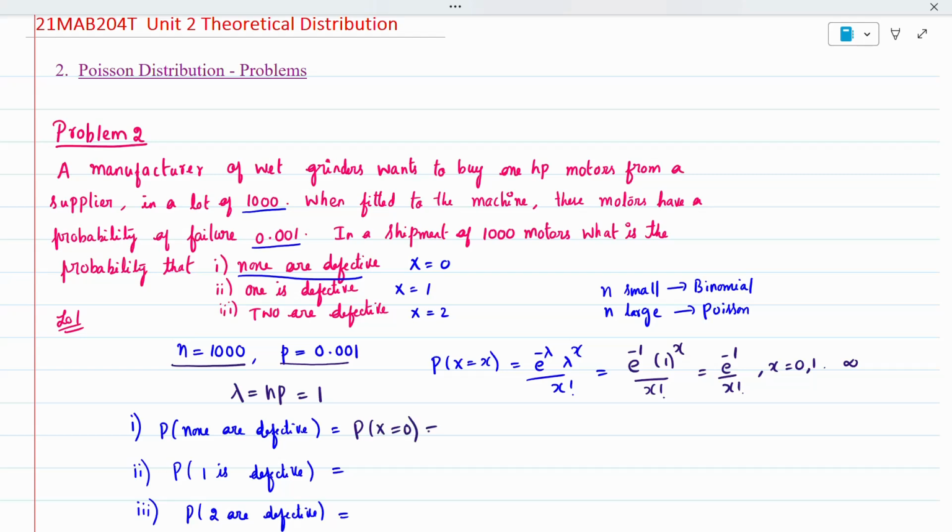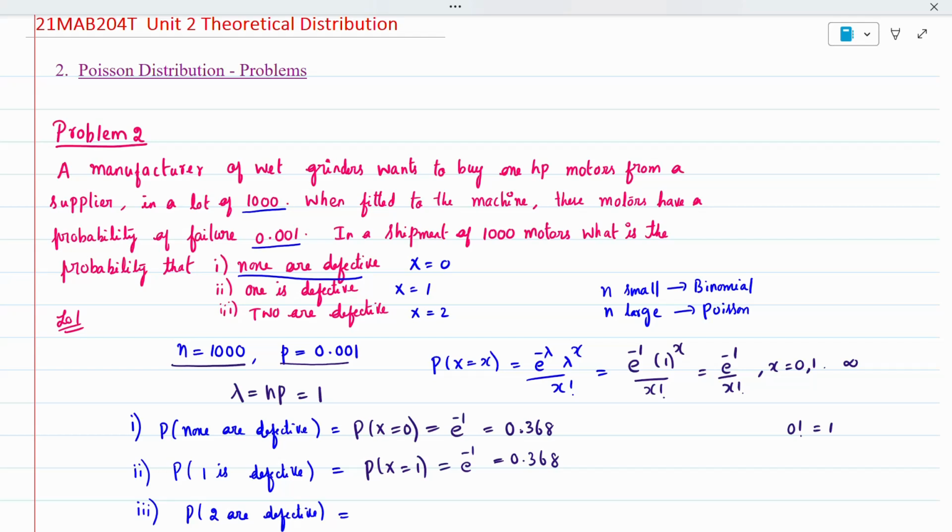So probability of none are defective means probability of x equal to 0. Substitute x equal to 0, 0 factorial is nothing but 1. So e to the power minus 1, calculate in a calculator. It's nothing but 0.368. Same way x is 1, 1 is defective. When I put x is 1, e to the power minus 1 divided by 1 factorial, the same answer, 0.368.